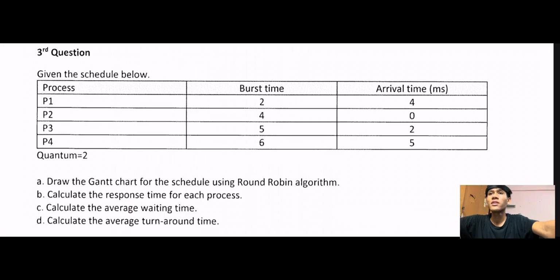And the third question, given the schedule below, process P1 burst time 2, arrival time for P1 4. Process P2 burst time is 4 and arrival time is 0. Process P3, burst time is 5 and arrival time is 2. Process P4, burst time is 6 and arrival time is 5. A. Draw the Gantt chart for the schedule using round-robin algorithm using quantum equal to 2.